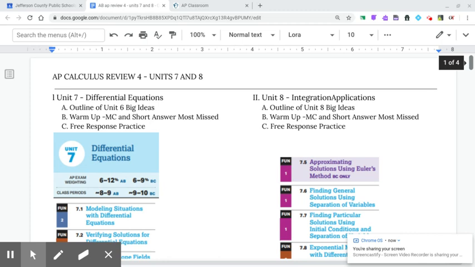But if this is going to be a cumulative review of Calc 1 and you're going to take Calc 2 in college, I want to make sure I cover all my bases. So besides preparing you for the AP test, I also want to make sure that you have reviewed all your Calc 1 ideas. So here we go.